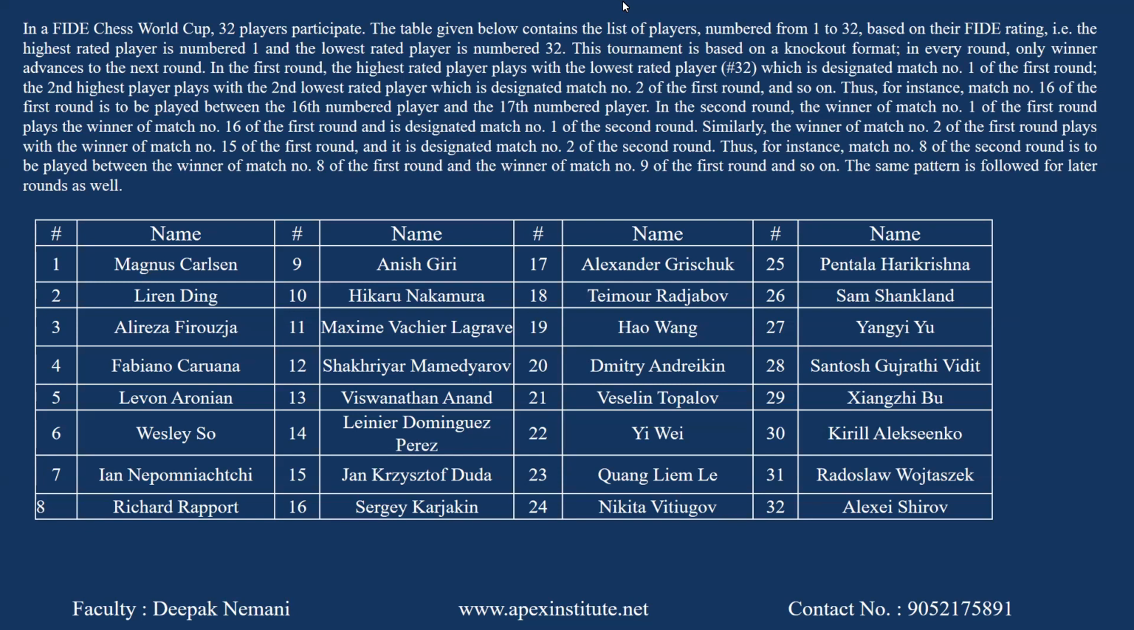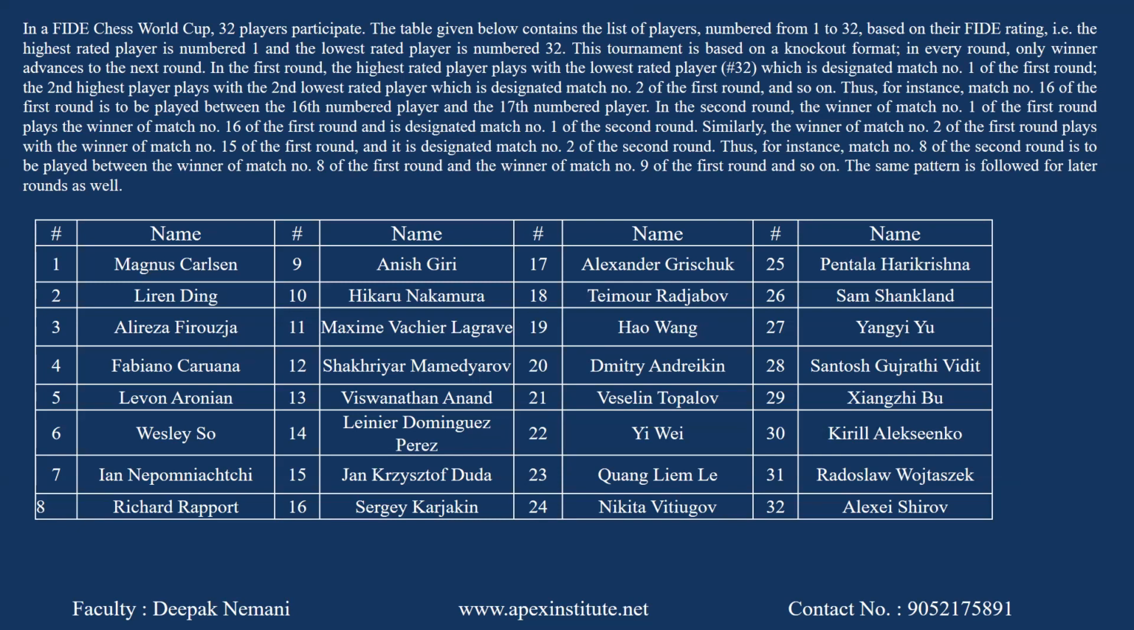In the second round, the winner of match number 1 of the first round plays with the winner of match number 16 of the first round and is designated as match number 1 of the second round. Similarly, the winner of match 2 of the first round plays with the winner of match number 15. And the same pattern is followed for later rounds as well. Now, this is a knockout tournament with 32 players, and you are asked 6 questions on this set. There will be 16 matches in round 1, 8 matches in round 2, 4 in round 3, 2 in round 4, and 1 in round 5. So there will be a total of 5 rounds.